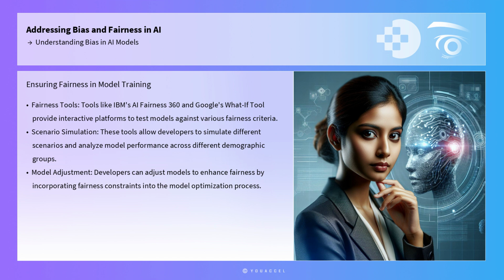Once the data is prepared, the model training process requires careful consideration of fairness constraints. Tools like IBM's AI Fairness 360 and Google's What If tool provide interactive platforms to test models against various fairness criteria. These tools allow developers to simulate different scenarios, analyze model performance across different demographic groups, and adjust models to enhance fairness. By incorporating fairness constraints into the model optimization process, developers can produce more equitable outcomes.